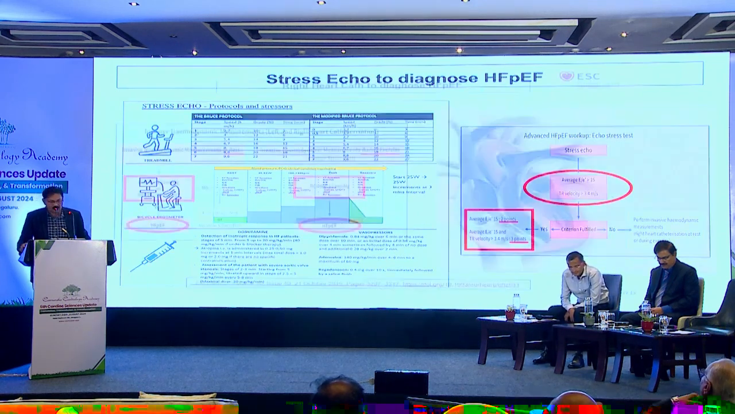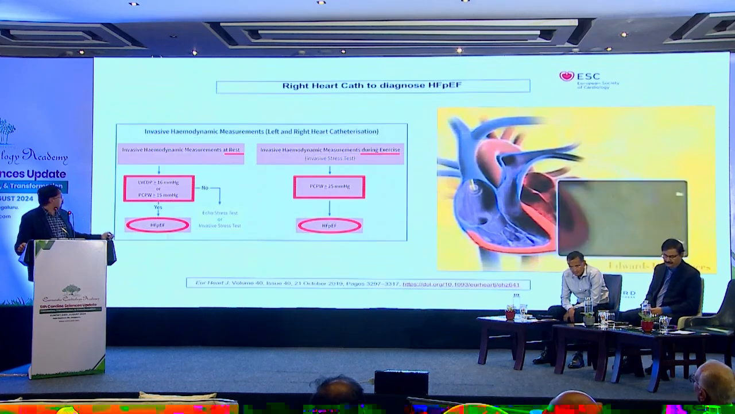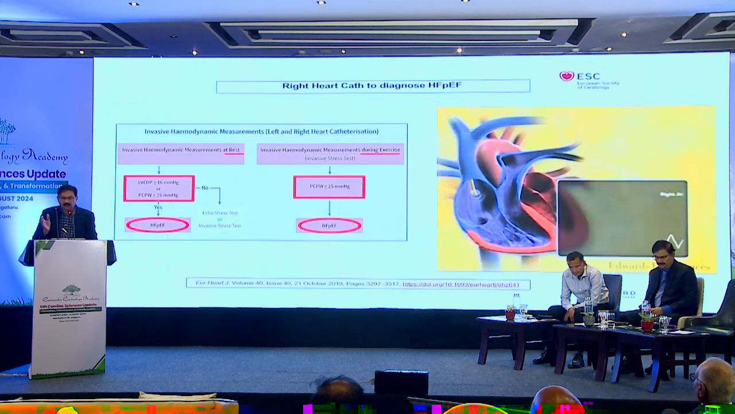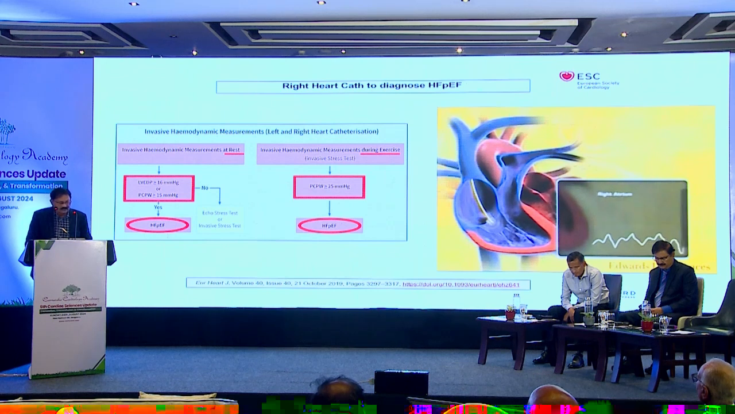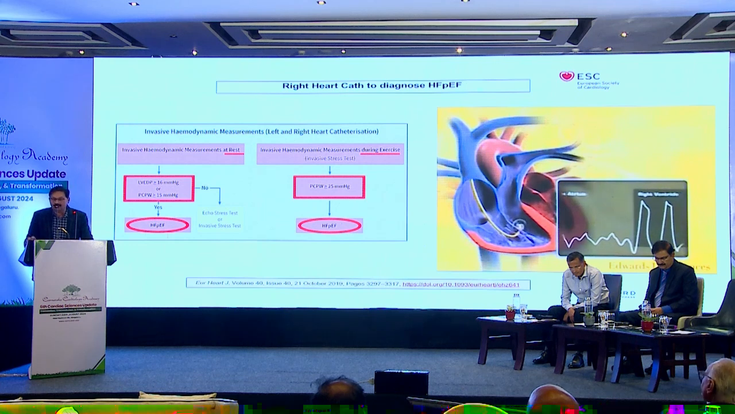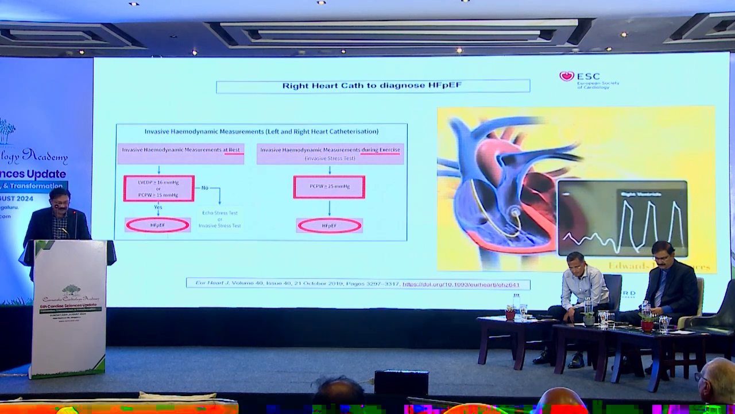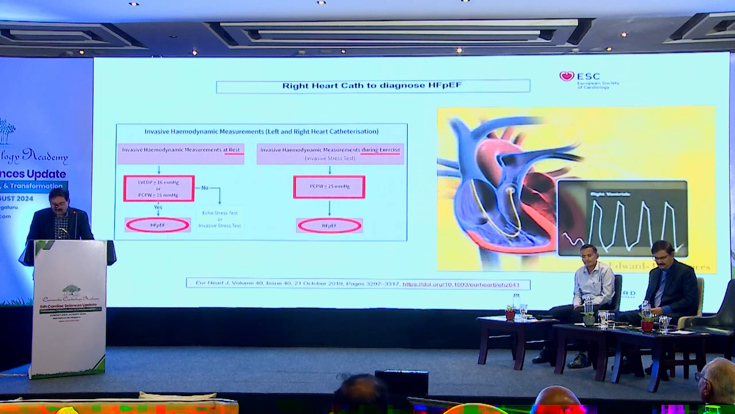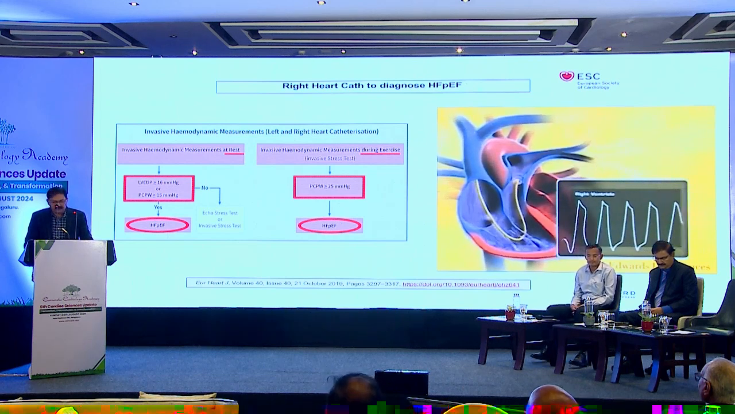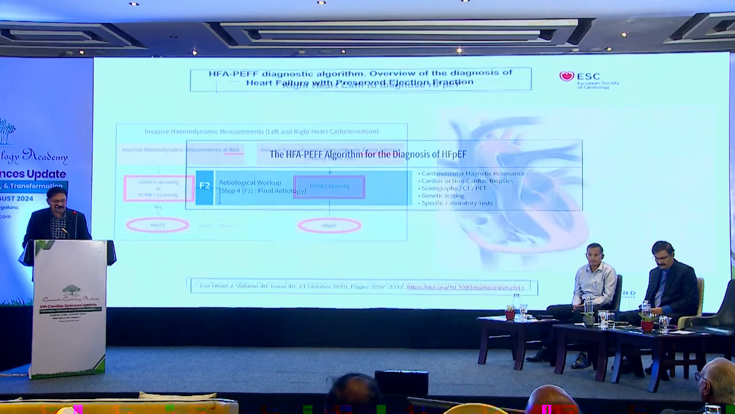If it doesn't, go to the next stage, that is invasive hemodynamic monitoring. Here again, you have at rest and during exercise. So how do you exercise a patient? You make the patient lie down and ask him to do the bicycle while the cath is in progress. So if your LV EDP is more than 16 or the wedge is more than 15 at rest, then you have heart failure with preserved ejection fraction. If you don't find that, you exercise your patient, and if your wedge moves to more than 25, then that means that this patient has heart failure with preserved ejection fraction, as you can see here.